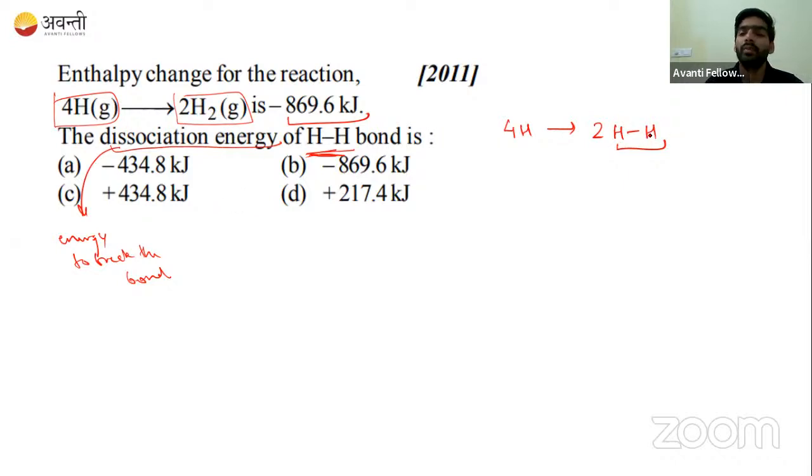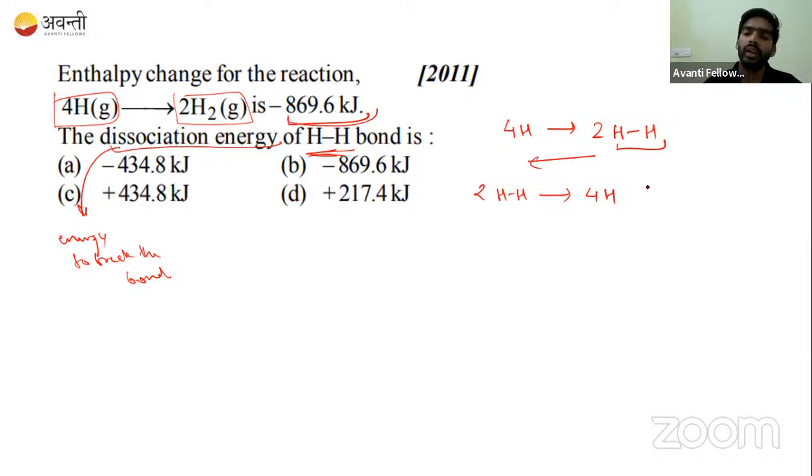But here we can see that the bond is forming, and we have to break the bond. How can we break the bond? Just reverse the reaction. If we reverse the reaction, what will happen? It will give 4H. And if you reverse the reaction, the enthalpy of the reaction is also reversed. It is one of the conventions.